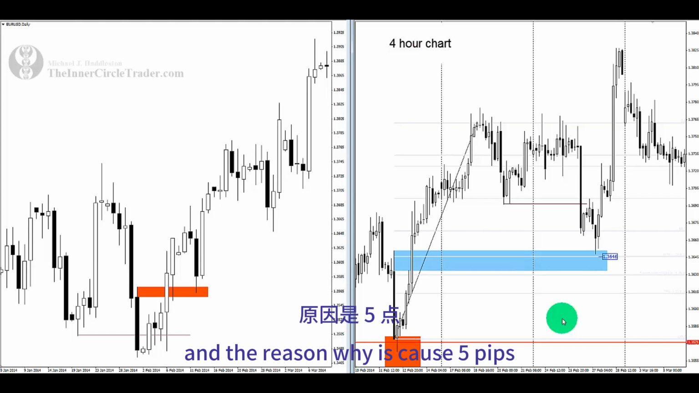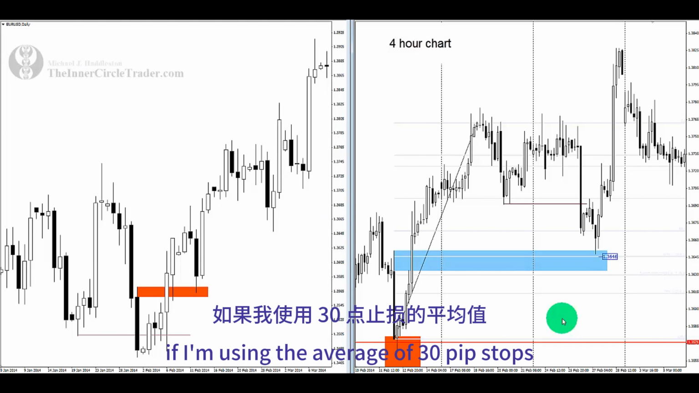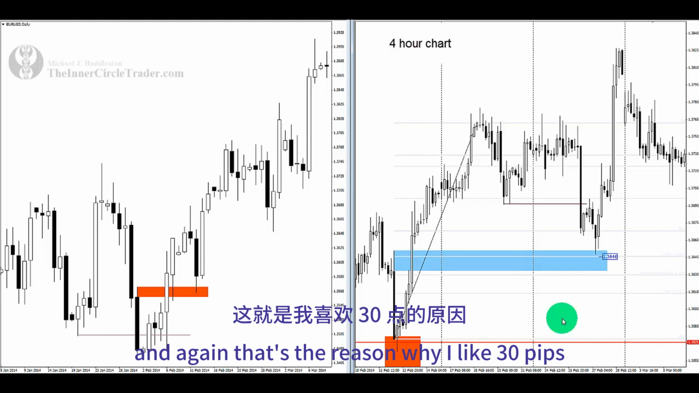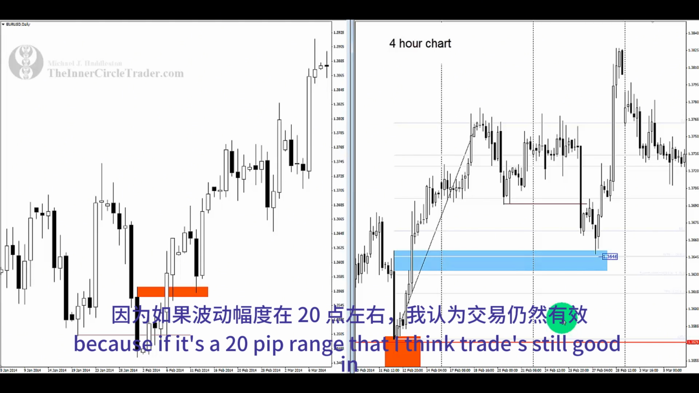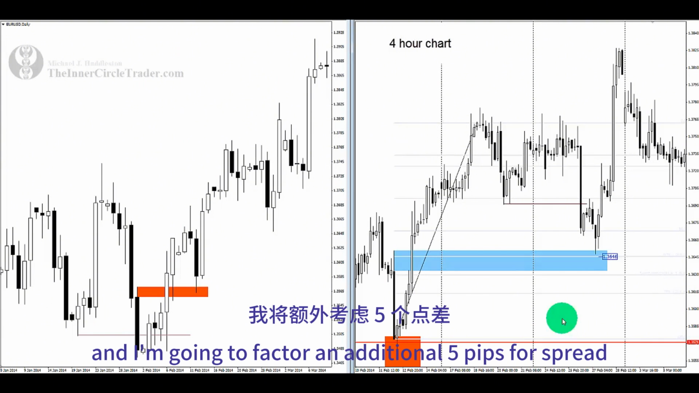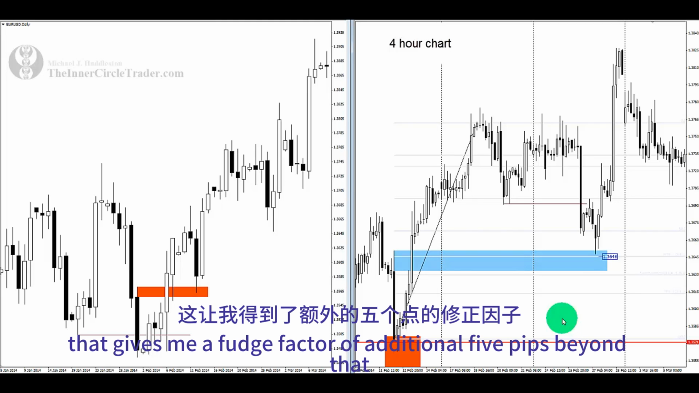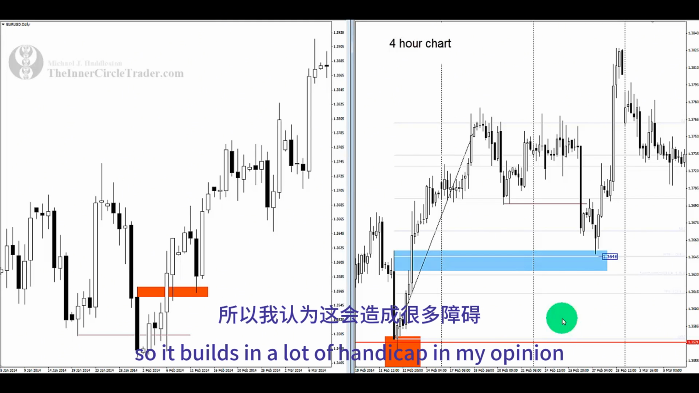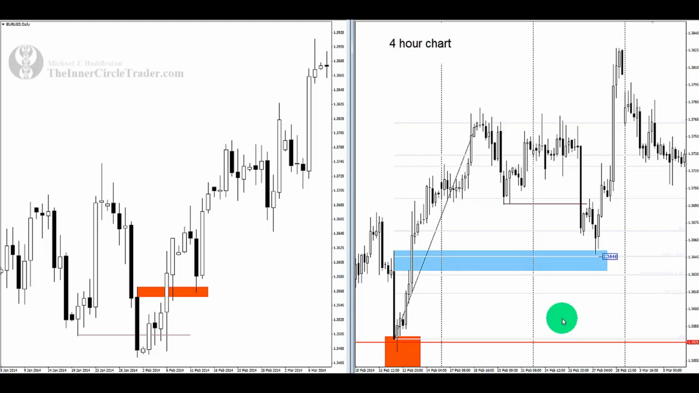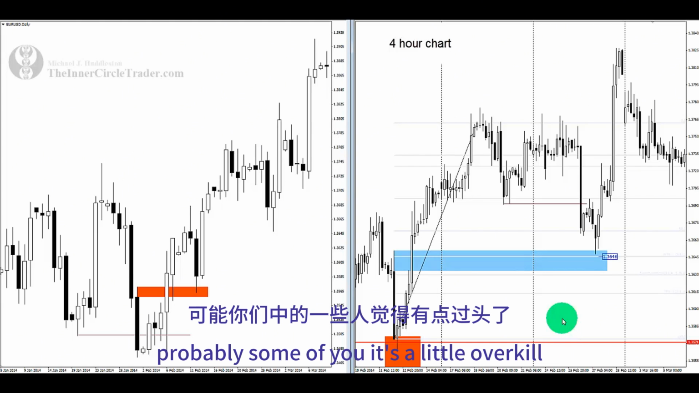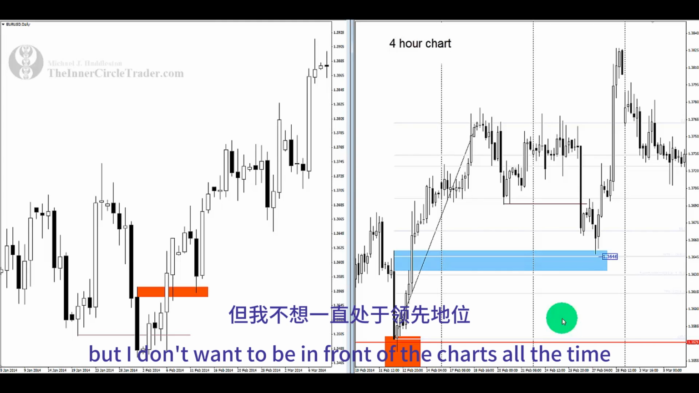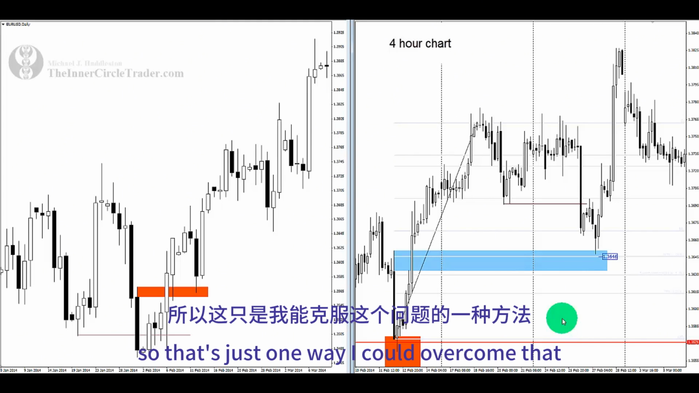The reason why is because 5 pips is going to make or break me if I'm using an average of 30 pip stops. And that's the reason why I like 30 pips: if it's a 20 pip range that I think the trade's still good in, and I factor an additional 5 pips for spread, that gives me a fudge factor of an additional 5 pips beyond that. So it builds in a lot of handicap, in my opinion. Probably for some of you it's a little overkill, but I don't want to be in front of the charts all the time. So that's just one way I've overcome that.